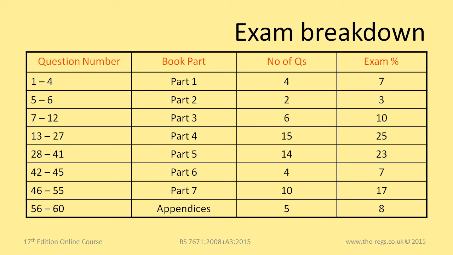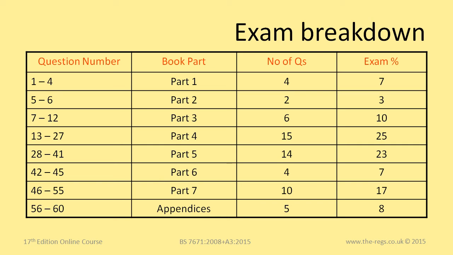Think about the main exam is the 55 questions within parts 1 to 7. Out of those 55 questions, you're looking at 40 questions just on parts 4, 5 and 7. So those are your key areas you need to be concentrating on. The appendices, you get 5 questions. You're actually asked more questions on part 3 than you are on the appendices.